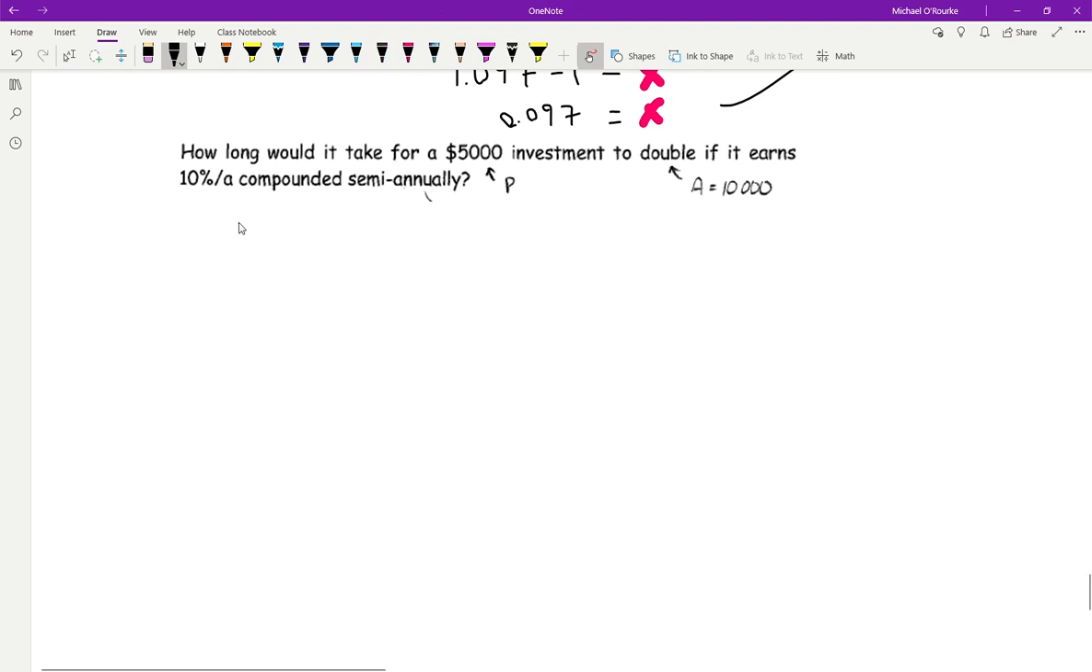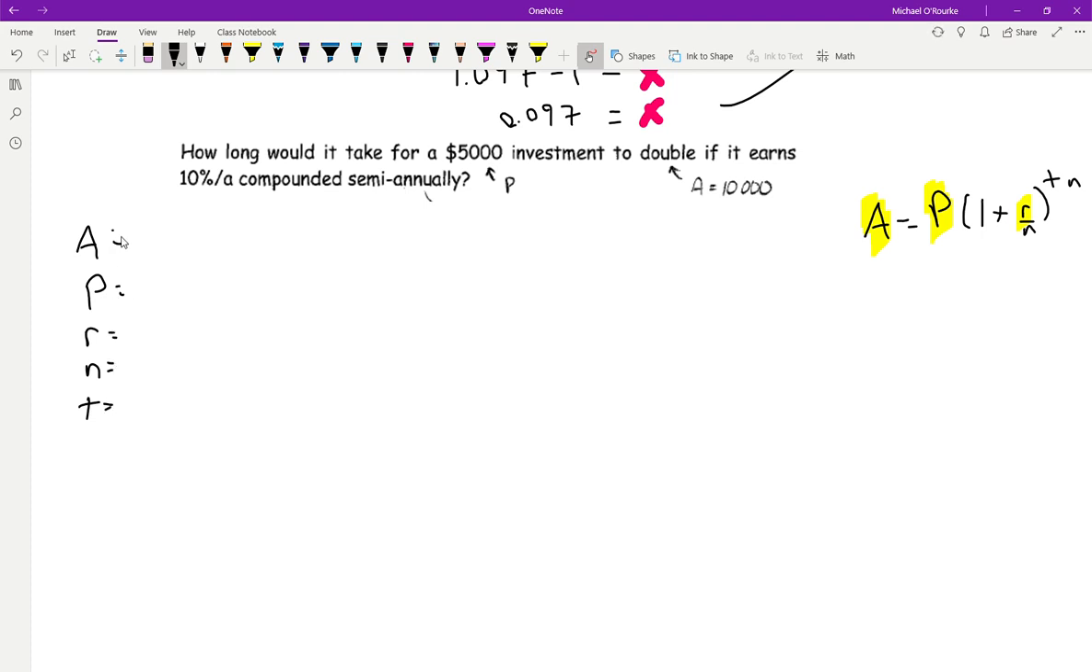Okay, here we go. Here's a different one. So what we've done so far, if you think about it, so if this is our formula, okay, we've solved for this already, right? We solved for this already. We solved for this. Now we need to solve for t, okay? So let's write down my list of things here. R, N, T. So let's go through and figure out what we have here.